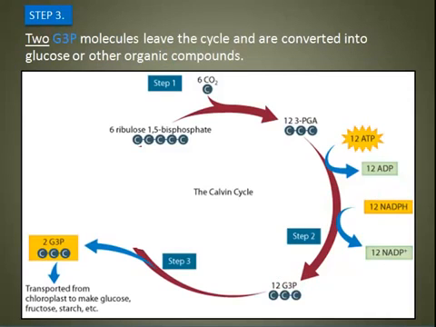So in step 3, 2 molecules of G3P are going to leave the cycle. And they can be converted into glucose or a lot of other organic compounds. But glucose is certainly one of them. So if we have 12 from here, we take 2 away. I'm sure you can do the math and realize we're going to have 10 G3P left. Well, what do we do with them? Well, we've got to get back to here. And so let's look at step 4.